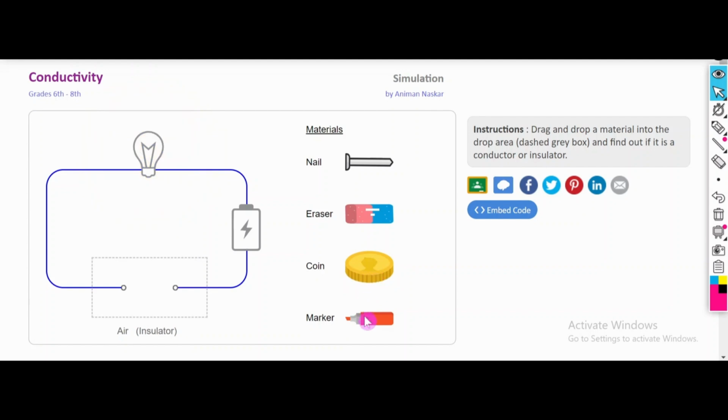Now if I put the marker in order to close the circuit, it is marked as an insulator. If the insulator is used to connect these two terminals, then no current will pass through it, and therefore their resistivity and resistance are high. And this is the very basic simulation for the resistance and resistivity.